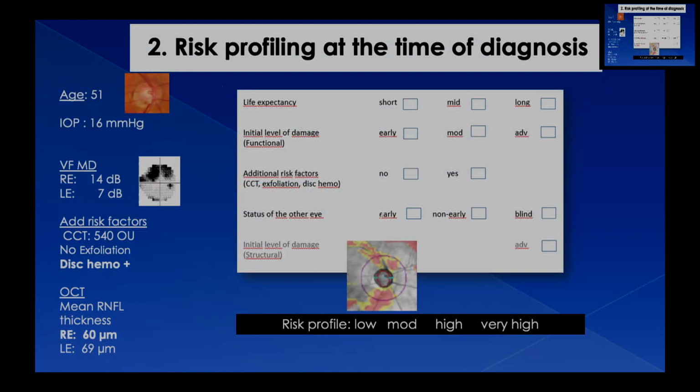Also very important, before setting the target pressure, try to do a risk profiling for your patient. Look into the life expectancy, what is the level of damage, mild, moderate, severe, what are other associated risk factors, whether there are any disc hemorrhages or not, what is the status of the other eye. Based on that, you can get an idea whether it's a high-risk patient or a moderate or a low-risk patient.